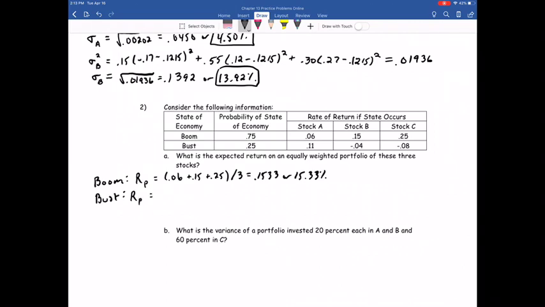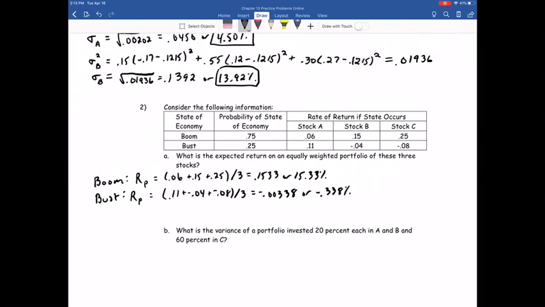And then we want to do the same thing, but now in a bust economy. So what is the return of the portfolio if this economic condition occurs? It would be an 11% return in stock A, a negative 4% return of stock B, and a negative 8% return of stock C. Once again, equally weighted, so we can just divide by 3, and I would have a negative 0.00338 or a negative 0.338% return in a bust economy.